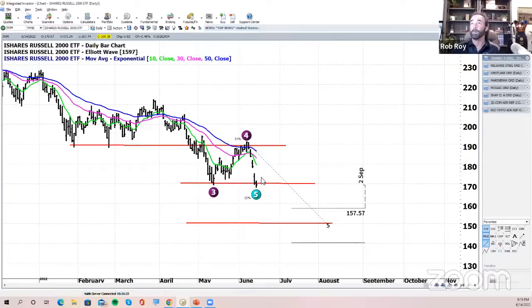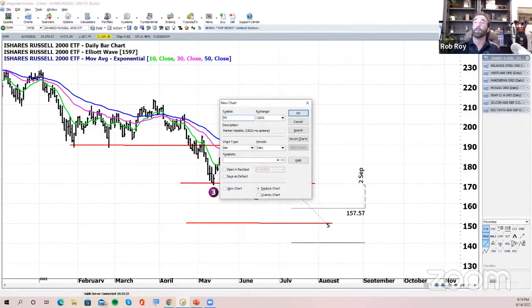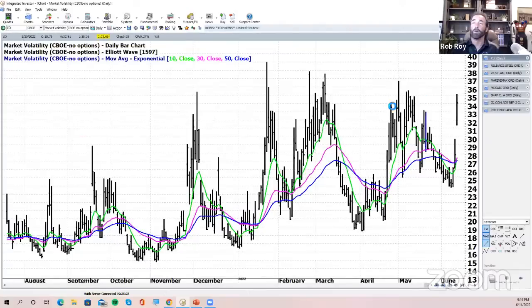You know, if you want to be long small caps, you need a bounce tomorrow. So it has to happen tomorrow, because if we break that, then you're looking to see if we get a follow through day to move down to 150. So looking at the VIX, this is what just blows me away.